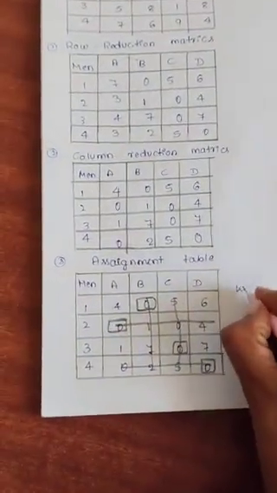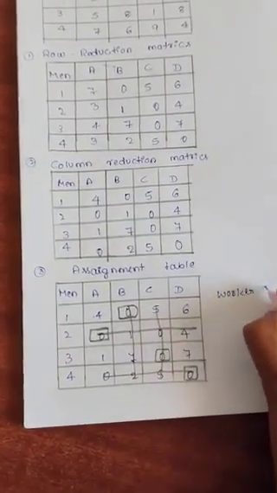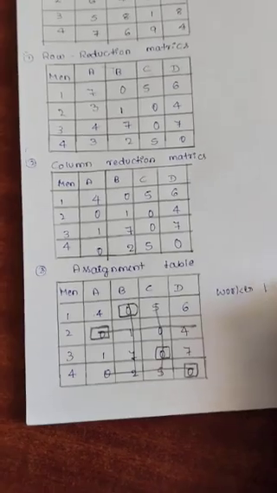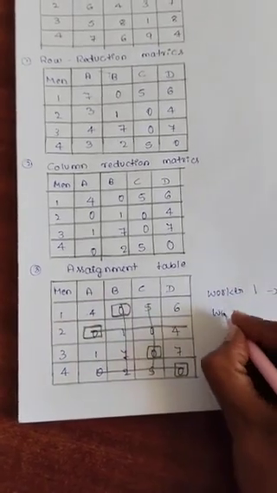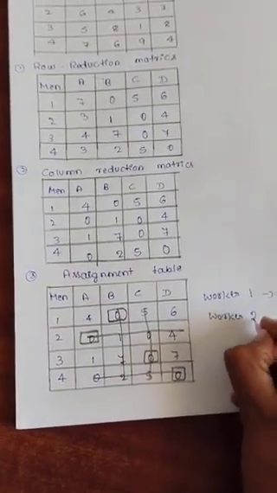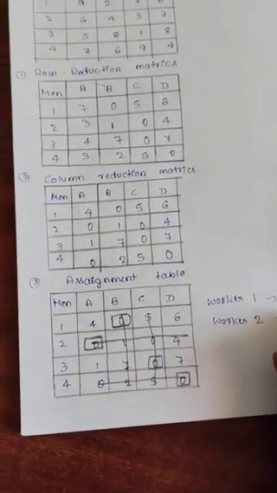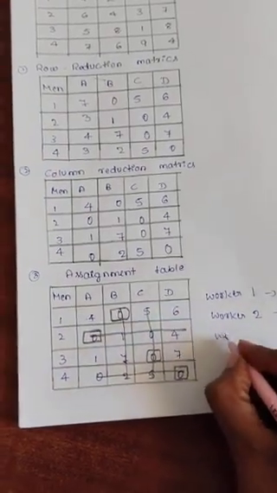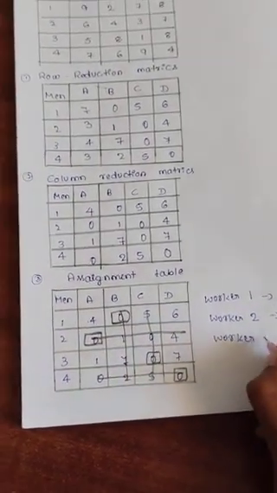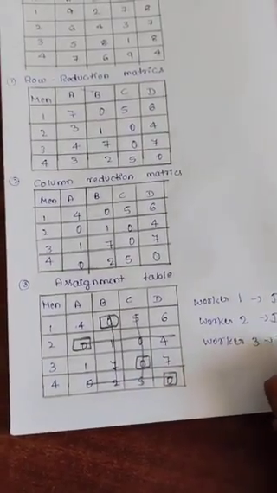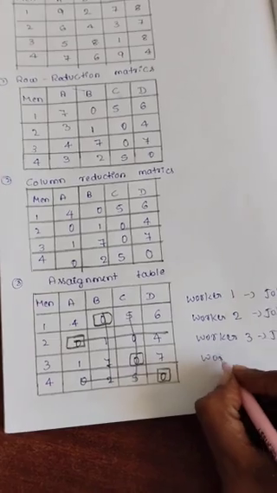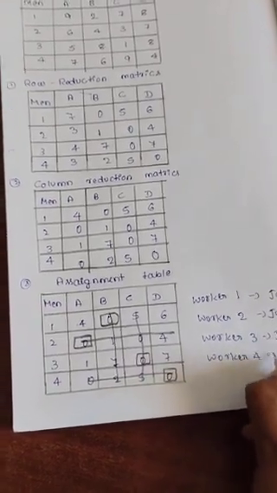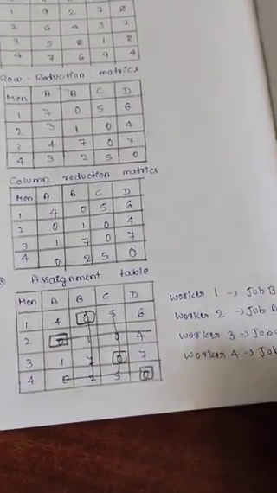Worker 1 is job B, worker 2 is job A, and worker 3 is job C, and worker 4 is job D.